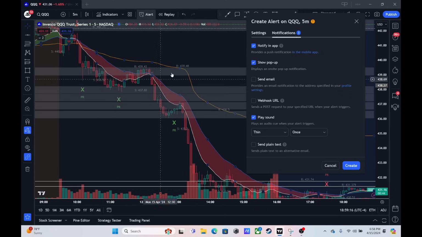This is going to be on your desktop. It's going to show you a pop-up, and it's also going to play a noise, and that noise can be configured here. So you're getting the app notification and the desktop notification. You can even have it send you an email, but I don't do that.